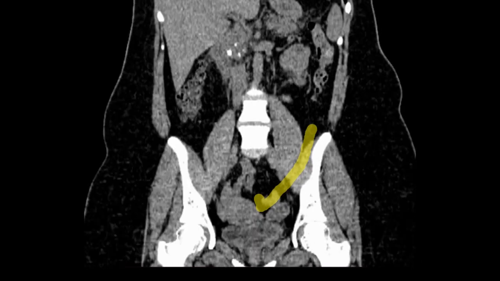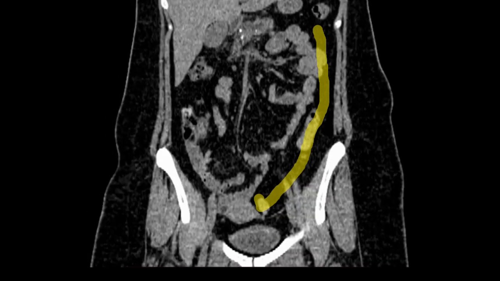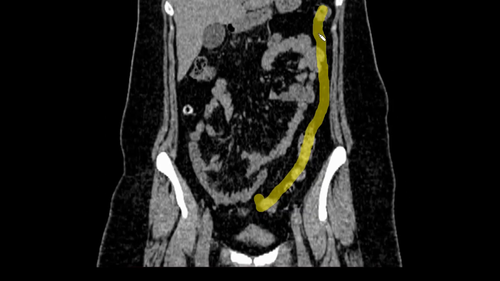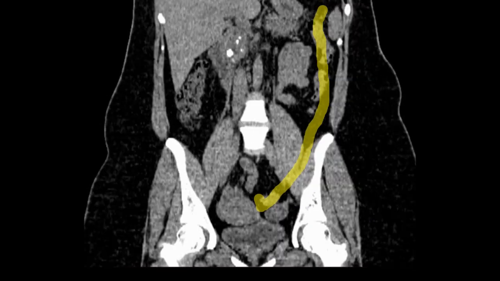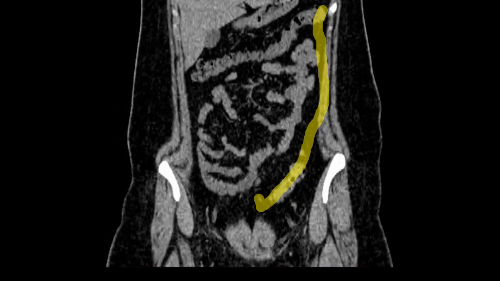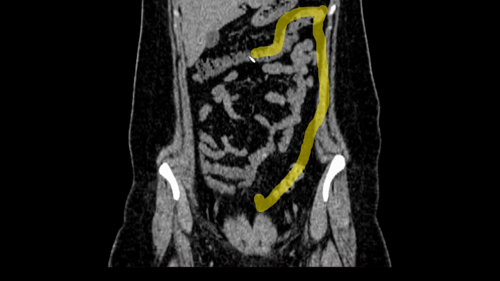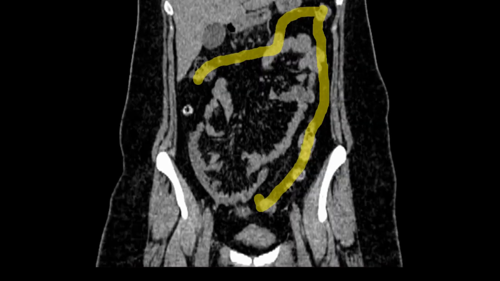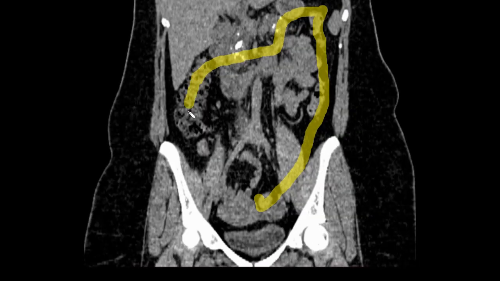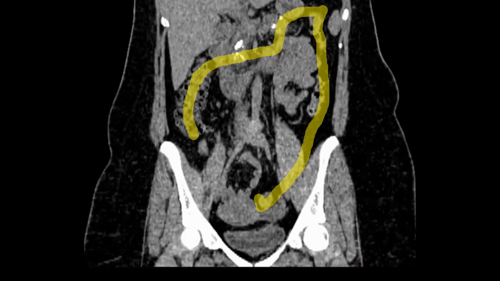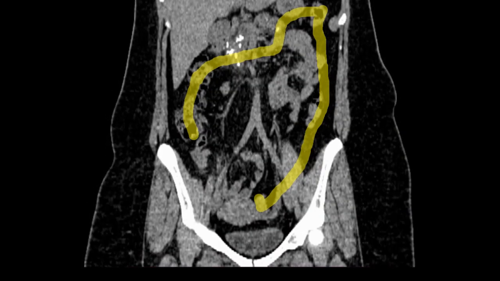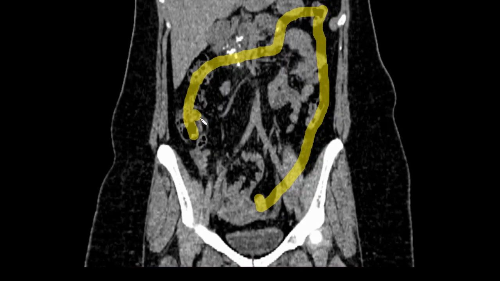And then it's easy in coronal because you can see larger areas of the large intestine. This is the splenic flexure area. Then when you come anteriorly, you will see the entire transverse colon. And as you go posteriorly, you can see the ascending colon and the cecum. You can see the ileocecal junction. This point is the ileocecal junction.